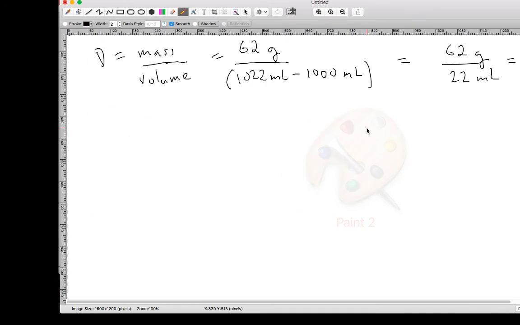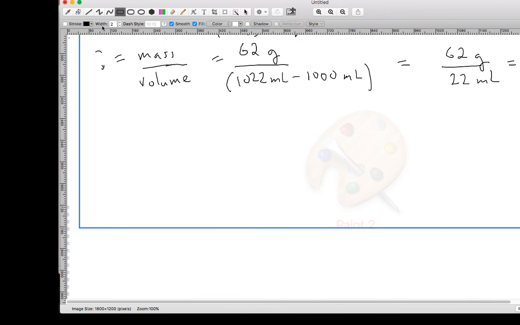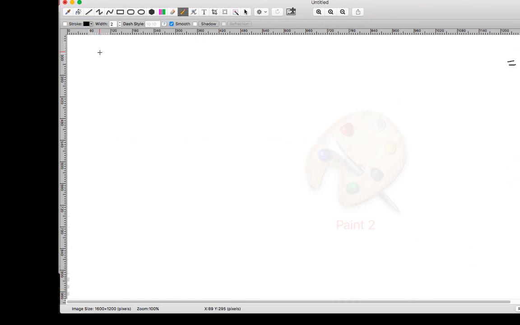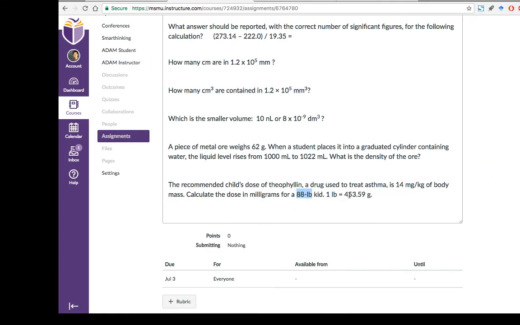This is how you do it, everybody. New sheet of paper. This is how you do it, everybody. You got to take your 88-pound kid, and you got to convert that to kilograms. You got to find a way to put kilograms on top and pounds on the bottom. Why? That's right. We're just trying to cancel out the pounds. That's all you want to do here. And then you get the kilograms. So, there's actually a conversion here.